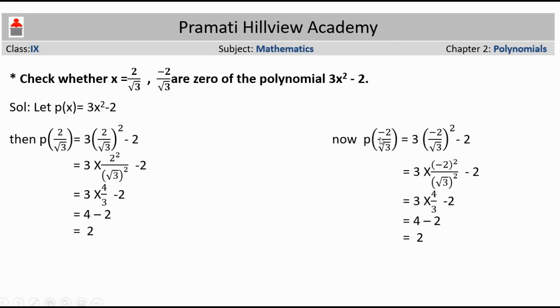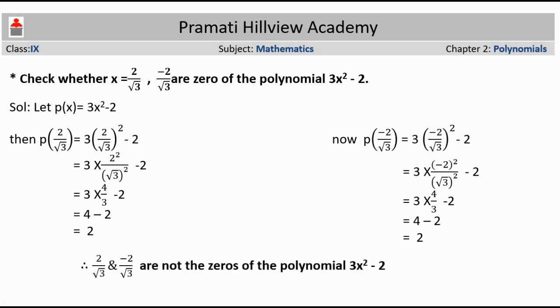So we can say that even when x is equal to minus 2 by root 3, the given polynomial is not equal to 0. Therefore, 2 by root 3 as well as minus 2 by root 3 are not the zeros of the given polynomial. That is, 2 by root 3 and minus 2 by root 3 are not the zeros of the polynomial 3x square minus 2.